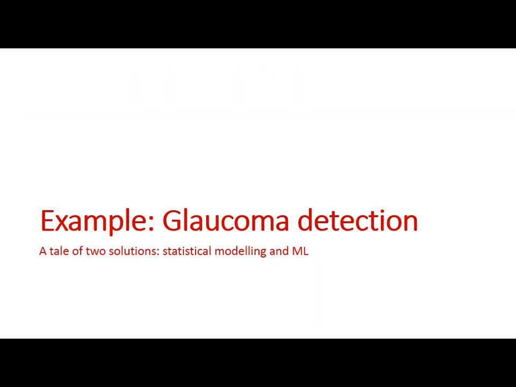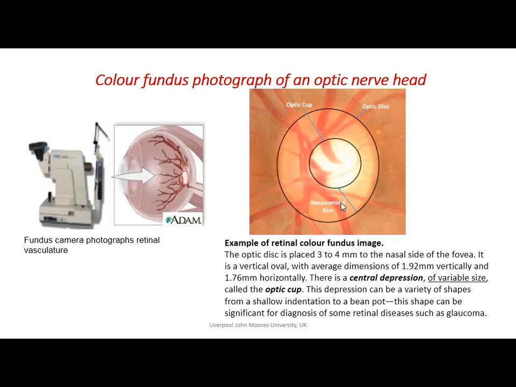So this is exactly what we did in glaucoma. What I will talk about now is a glaucoma detection work that we did, called A Tale of Two Solutions, the statistical and machine learning, okay? I will be talking about how we detect glaucoma from color fundus photographs. And here is one example. The optic disc has an important feature, the optic cup, and here is roughly where the boundary of the optic disc is.